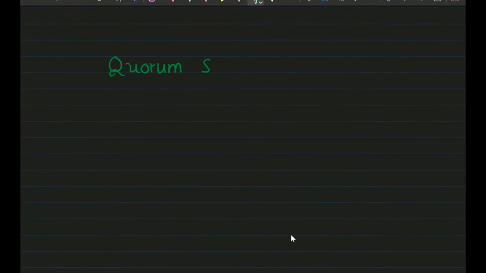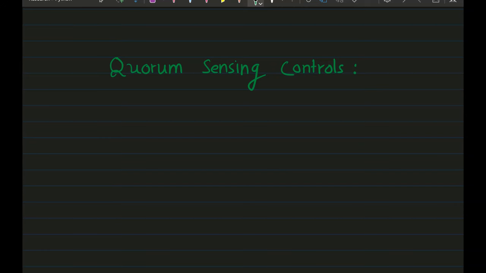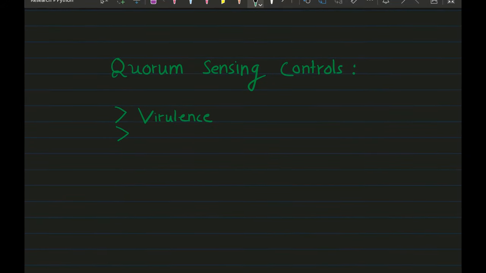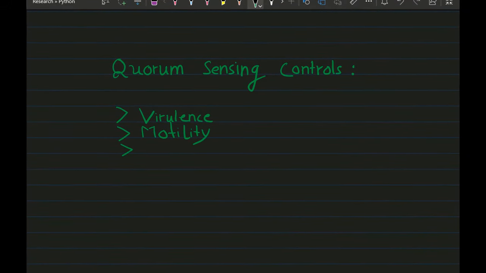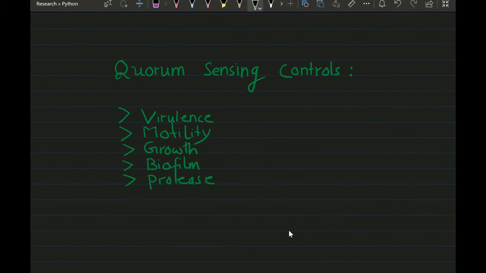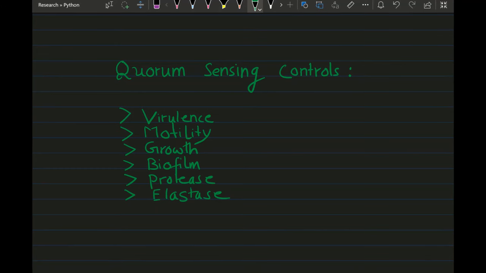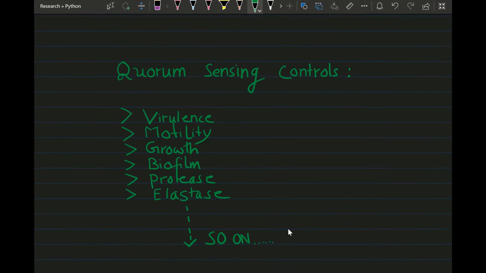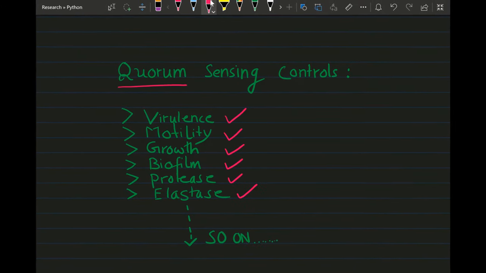Quorum sensing controls various important features in bacteria. The first one, virulence, second one, motility, third one, growth, fourth, biofilm, fifth, protease, sixth, elastase, and the list is going on. And these are really important attributes of bacteria.